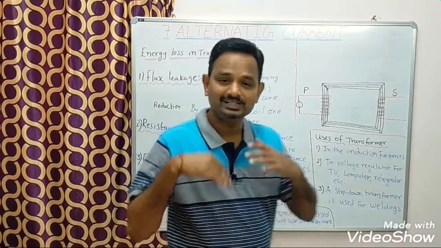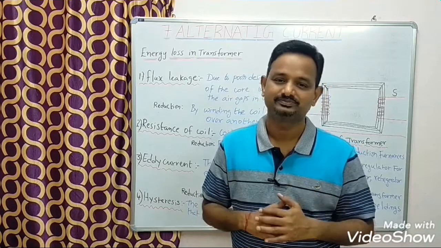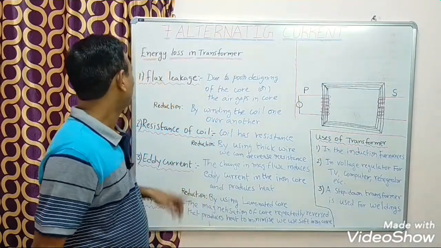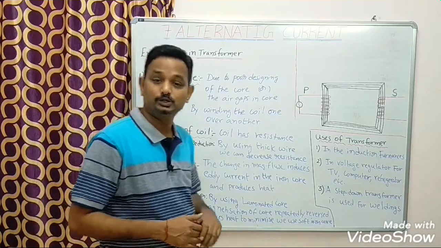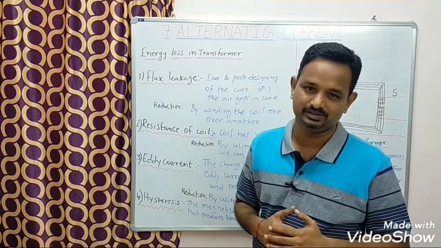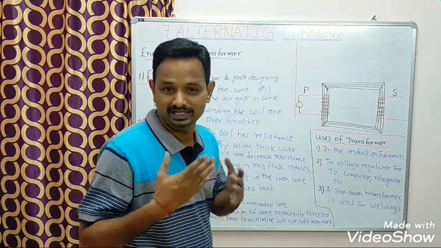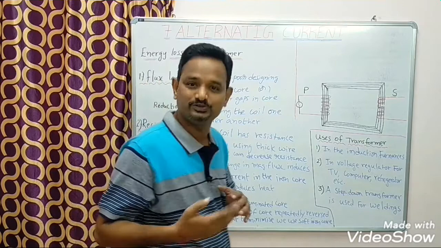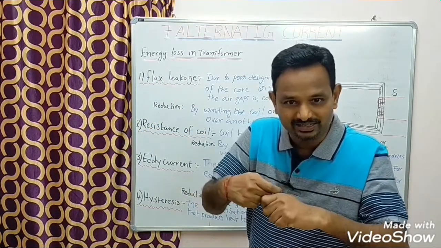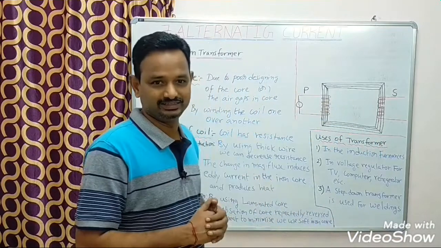Now, energy loss in a transformer. How will energy be lost? First one, flux leakage. Due to poor design of the core or an air gap between the core, flux may leak. How can we reduce that? By winding the coils one over another, we can reduce that.